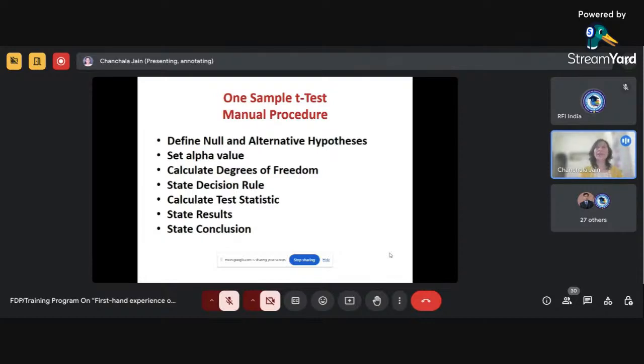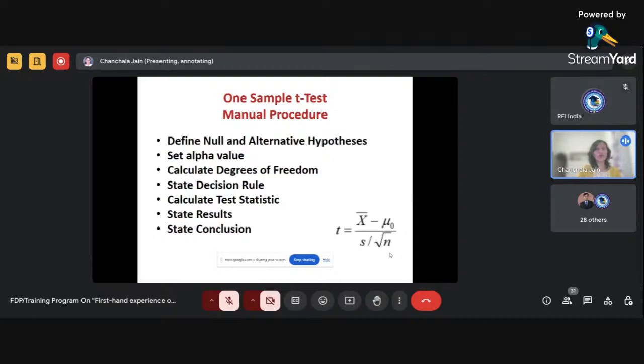Whatever software you are using, you can change it also. It is not mandatory, because software generally uses 5% by default, but if you want to make changes according to your assumption, you can change it. Next, you need to calculate the degrees of freedom, right? After calculating the degrees of freedom, you need to state the decision rule.